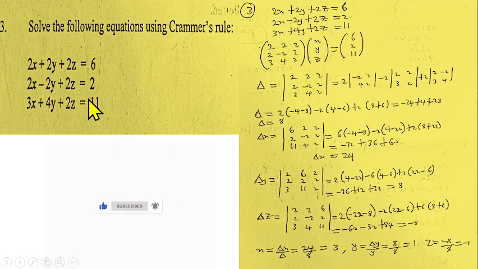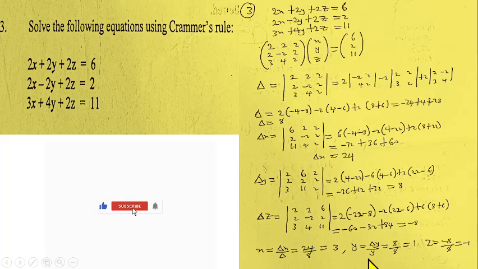Then don't forget our aim is to find X, Y, and Z. So if that should be the case, now what will be our X? X will be change in X over change. So what's our change in X? 24, as we have gotten here, divided by change, which is 8. That will give us X to be 3. Then to find Y, you have change in Y over change. That will give us 8 divided by 8. That will give us 1. To find Z, that will give us -8 over 8, which is change in Z over change. And that will give us -1.